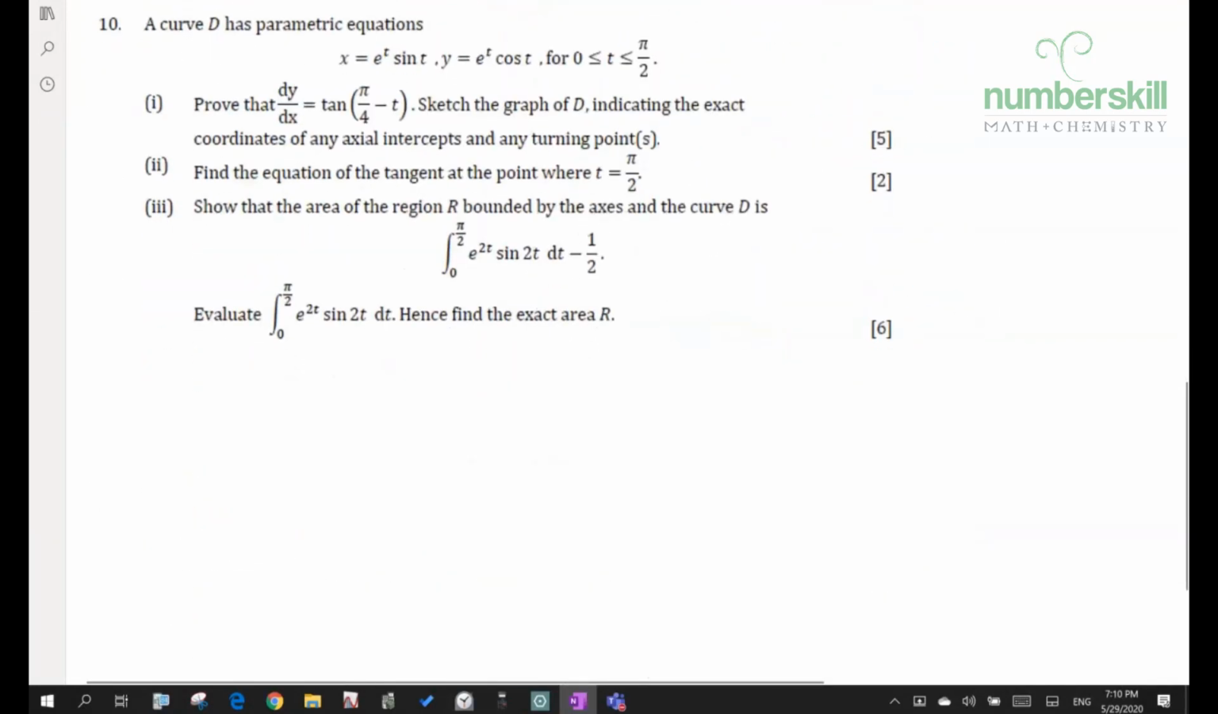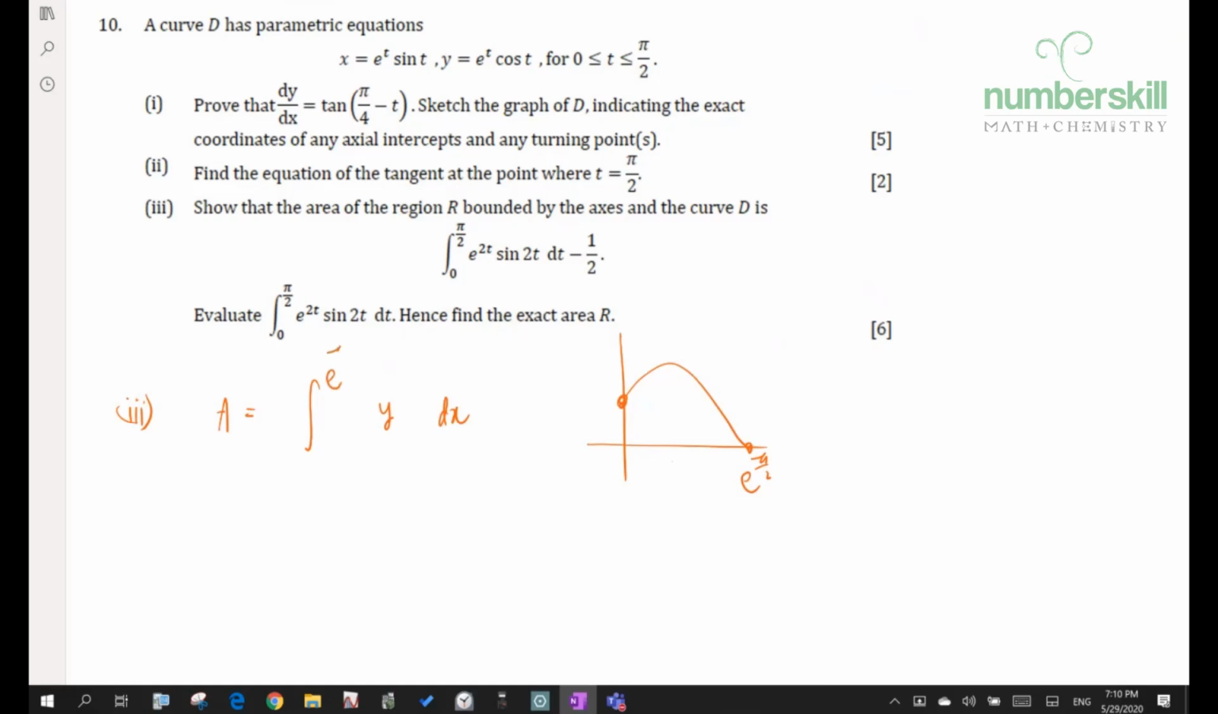Let's think about the area. We learned this in secondary school. If I want to find area, I need to integrate. I'm going to do it with respect to x. I need to make y the subject, and when that happens, I'm talking about the x limit. Let me just do a quick sketch here, so I don't have to keep scrolling up and down. Okay, here we go. So it has to be e to the power pi over 2. This will be e to the power pi over 2. This will be 0. Sort out this, you get the area.